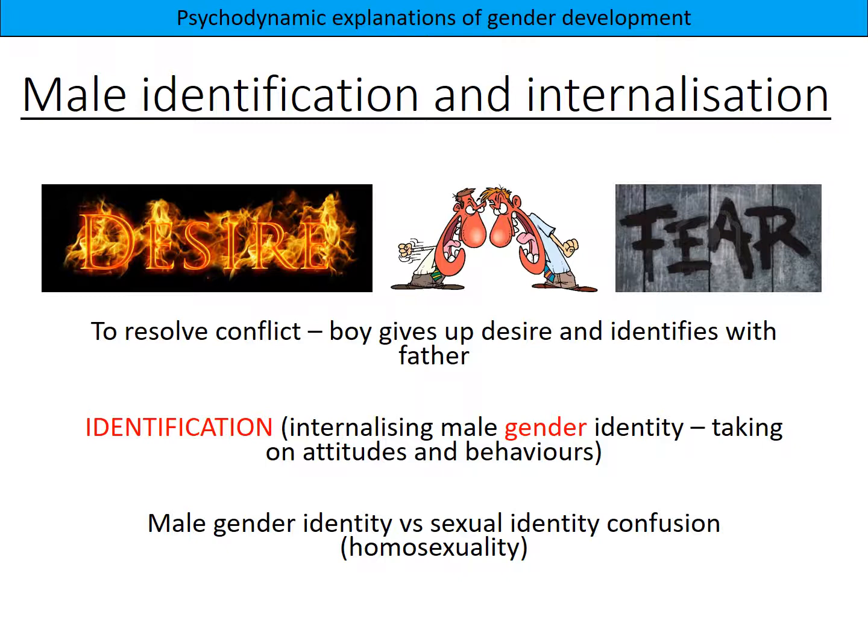Now Freud said if this doesn't happen, then it would cause sexual identity confusion. So if they don't take on these behaviours, if they don't have a father figure to identify with, or this conflict isn't resolved fully, then it would end up with them being confused about their identity, and Freud would say this might lead to homosexuality, for example. Remember, at the time homosexuality was not legal, it was very frowned upon, so this is Freud's kind of explanation for that behaviour.